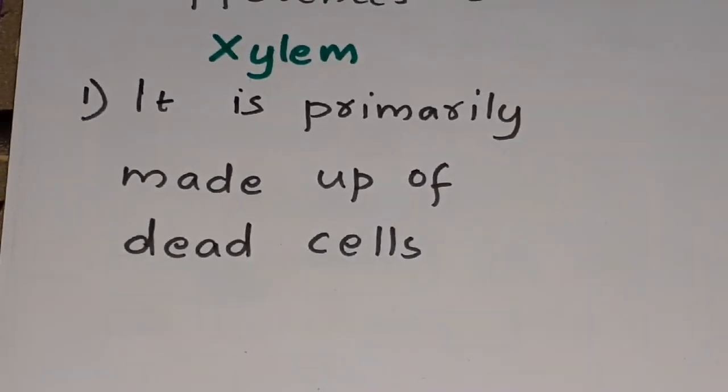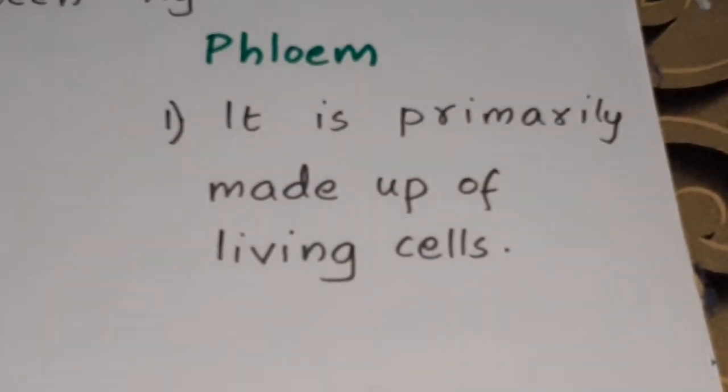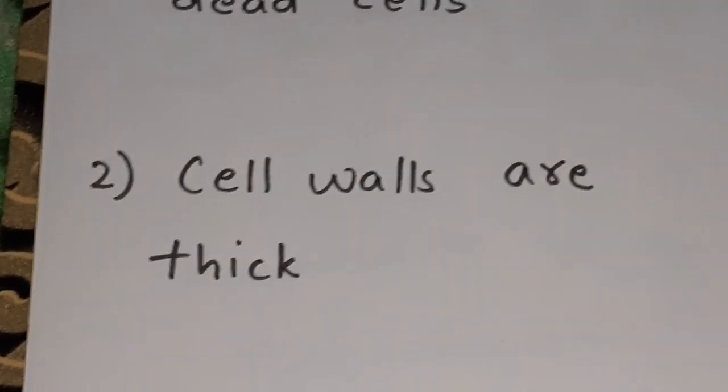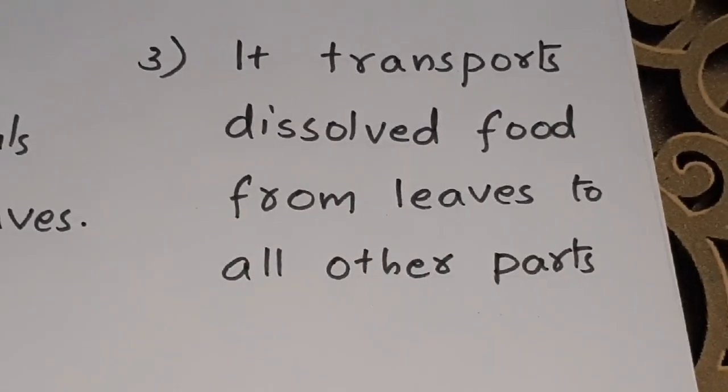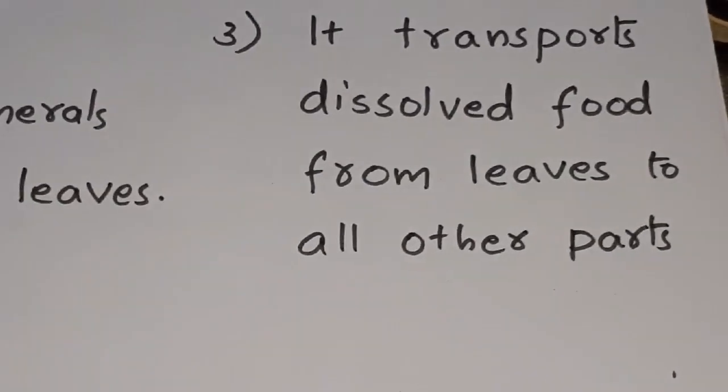The xylem, first difference is what it is made up of. Xylem is made up of dead cells. Phloem is made up of living cells. Xylem has a thick cell wall. In phloem, thin cell wall. Xylem transports water and minerals from roots to leaves. Phloem transports dissolved food from leaves to all other parts.